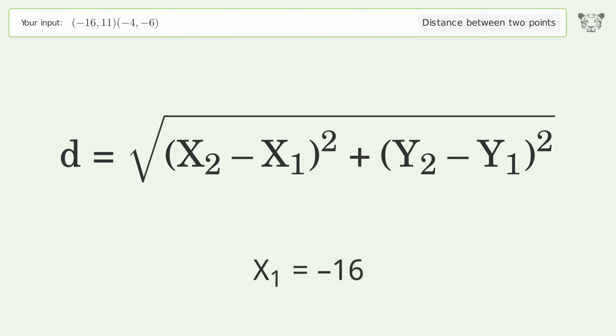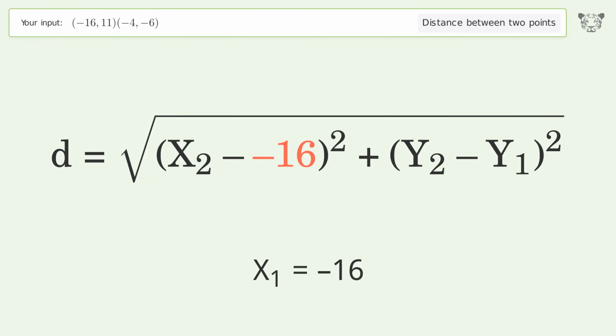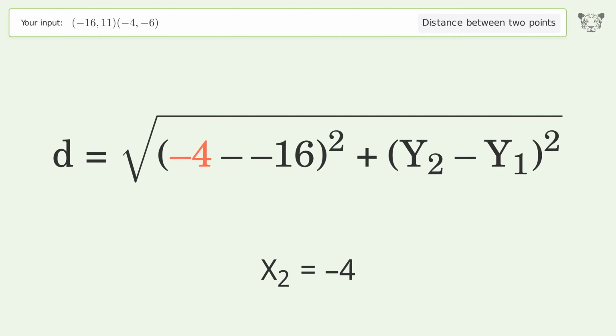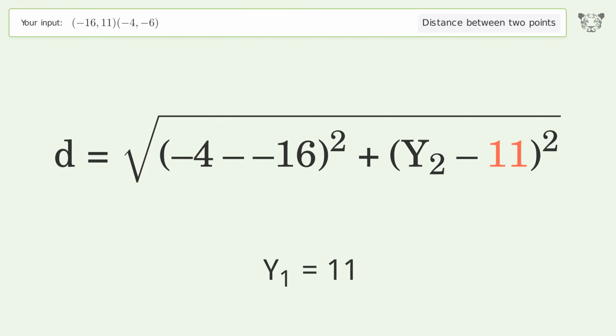x1 equals -16. x2 equals -4. y1 equals 11. y2 equals -6.